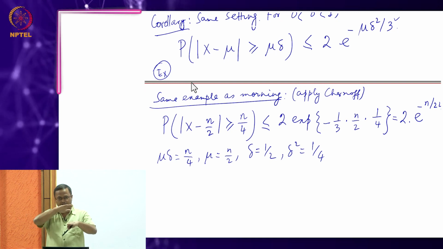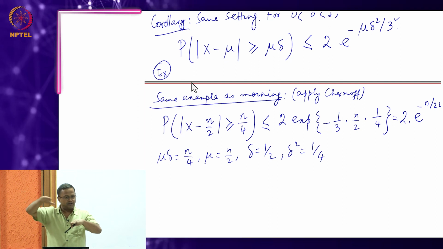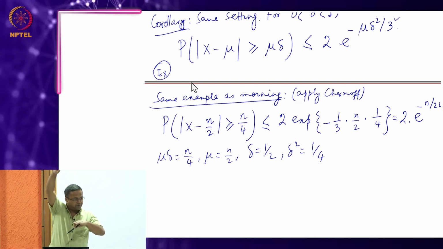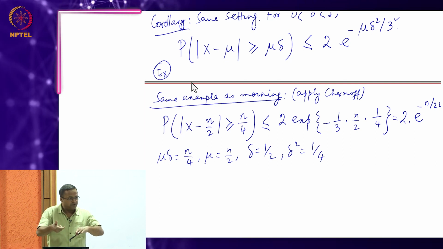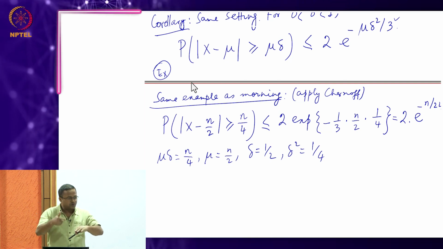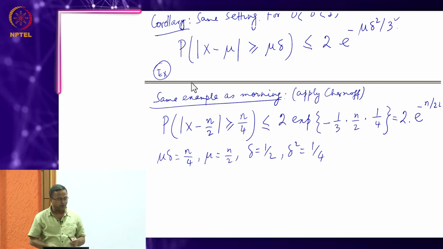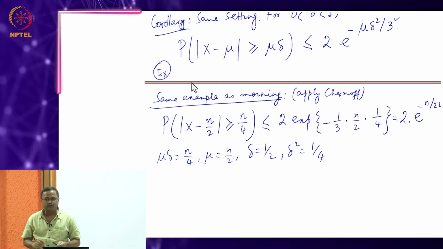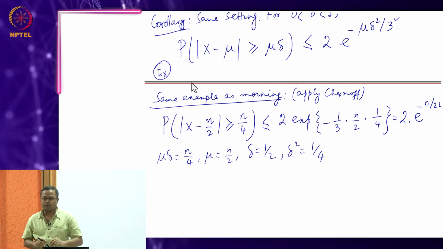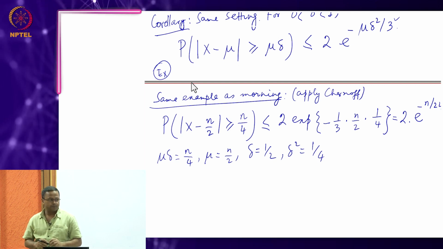Constant, polynomial is a greater function than that, exponential is a greater function than that, but I am looking at 1 by each one of them, right. So, 1 by an exponential is less than 1 by a polynomial. So, Chernoff is obviously giving me a much better bound, it is giving me inverse exponential.